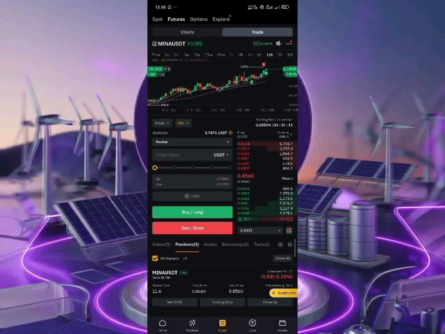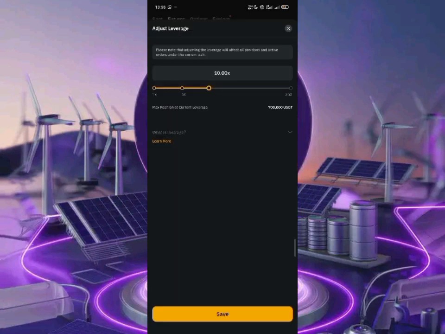Now if you come here after the cross and isolated, you see leverage. Now the most advisable leverage to use is between 1x and 20x, but I like using 10x for my trades. What this simply means is that if you have $1 for a trade and you are using a 10x leverage, that means 1 times 10. That means you are using $10 to enter that trade. That's what it actually means.